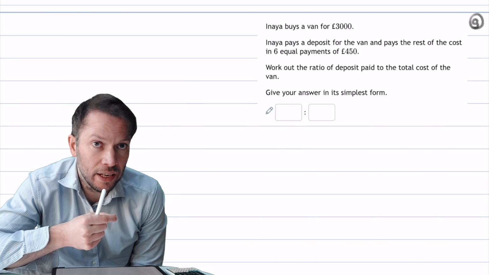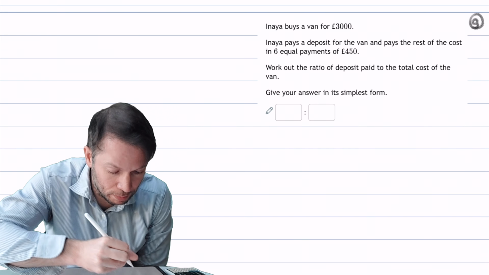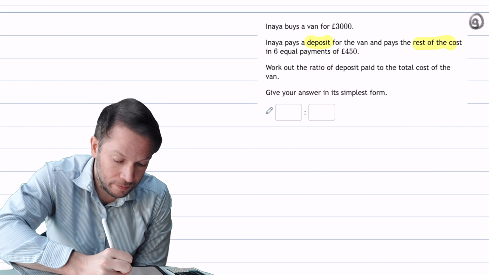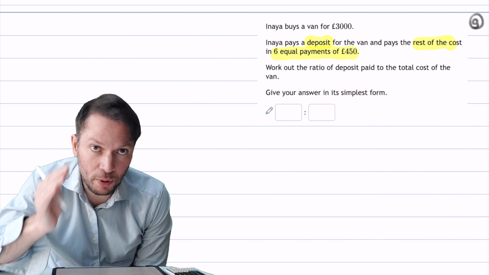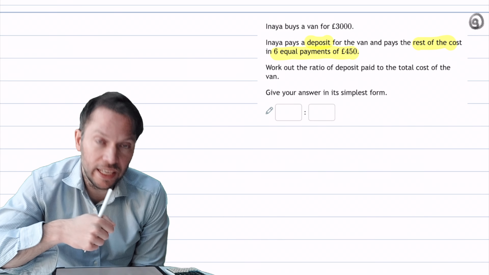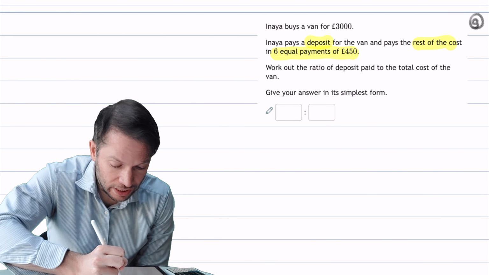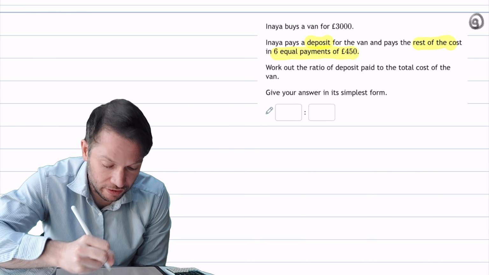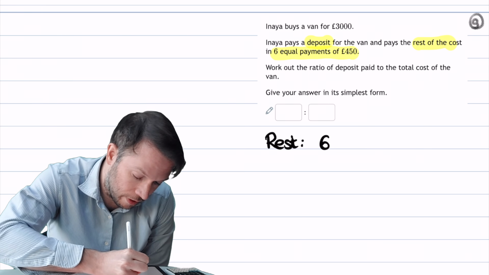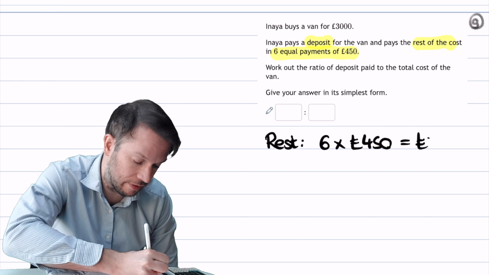So when we're paying for the van, we pay some upfront costs, some costs straight away for the van, which is the deposit. And then you pay for the rest of the cost. So we pay some upfront payment, the deposit, and then we pay the remainder of the cost later on in these 6 equal payments. So we're told the rest of the cost is 6 equal payments of £450. So the rest of the cost is going to be 6 lots of £450. And if I just use my calculator for that, I get £2,700.